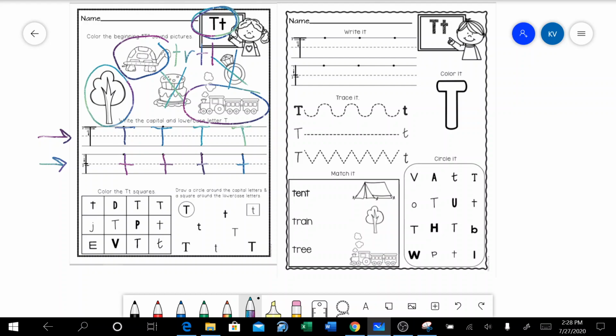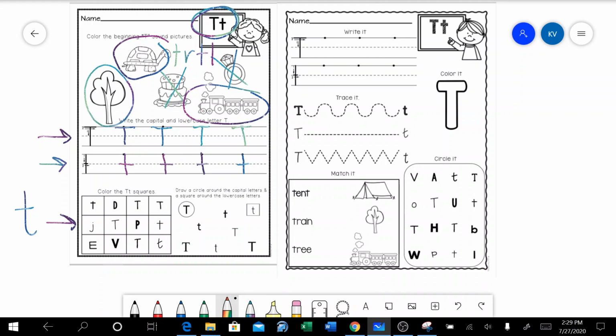All right, down at the bottom, we're going to start here with our squares, and you need to color the T's. Now, sometimes people make their T with a little curve at the bottom, so that is still a T. So go ahead and pause it, color your T's, and then we'll come back and we'll see if you found them all. All right, so now you should have colored those T's.